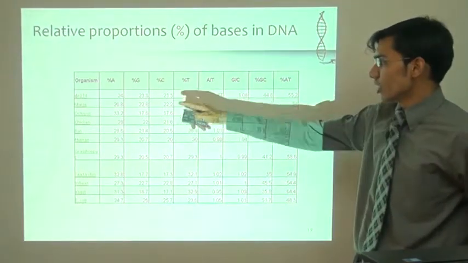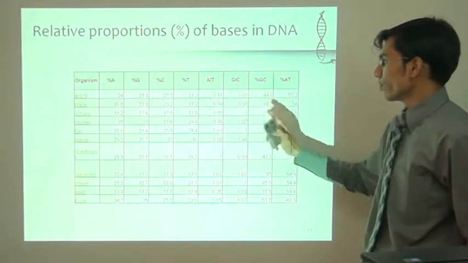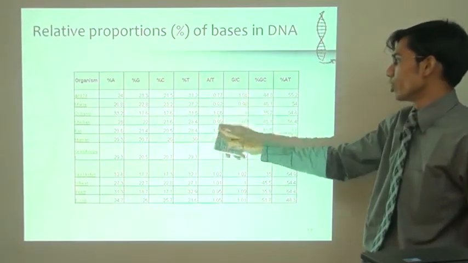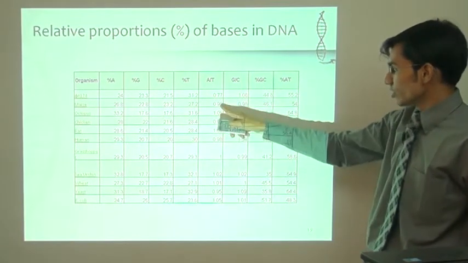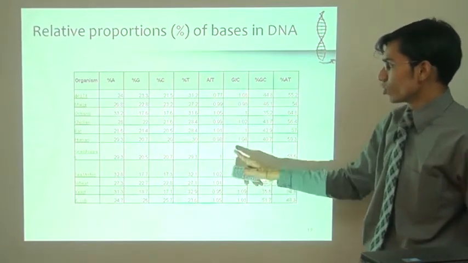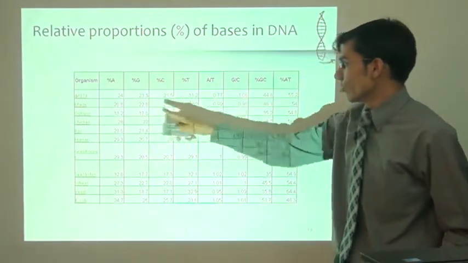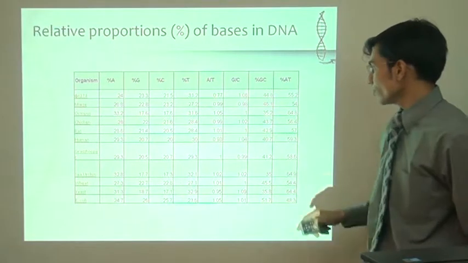This is a table of the percentages of individual nucleotides A, G, C, T, with the ratio of A by T and G by C, which is equal to 1. We can see that, which proves that there is an equal amount of A percentage with T and G percentage with C percentage.